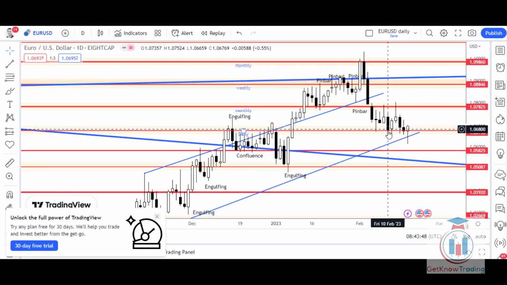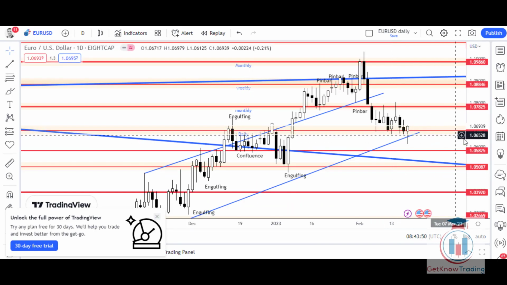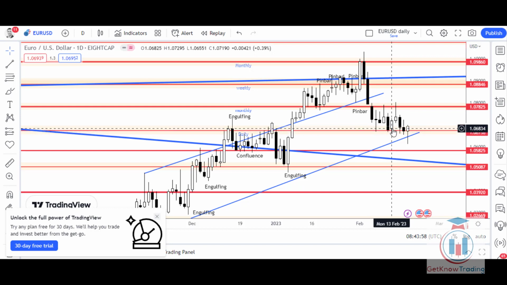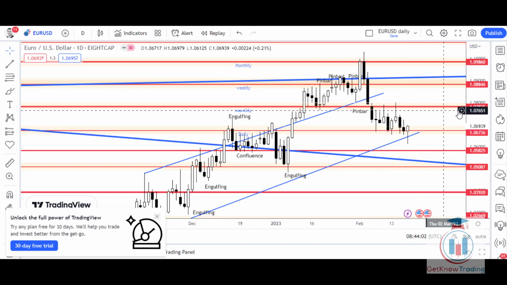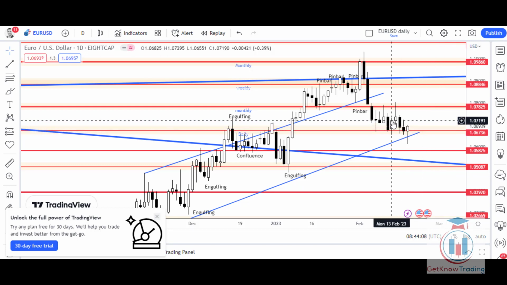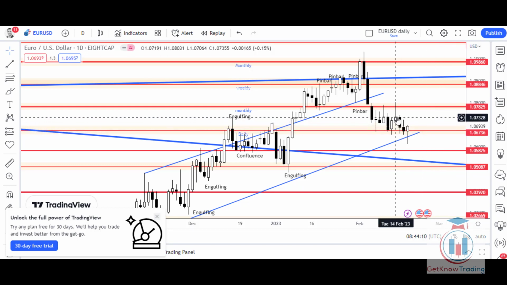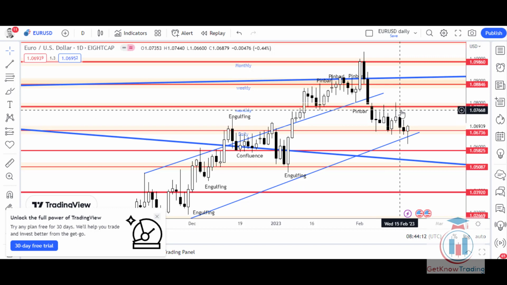This week has started with a bullish candle, where we can see at the 1.06736 support level, the price has managed to reach higher levels, which we can see on a Monday, a bullish candle that has returned the price up between these two levels, 1.07825 and 1.06736. And then on a Tuesday, the price has managed to reach the 1.07825 resistance level.